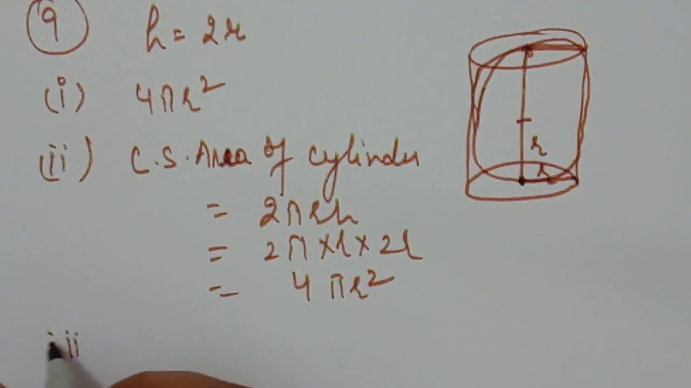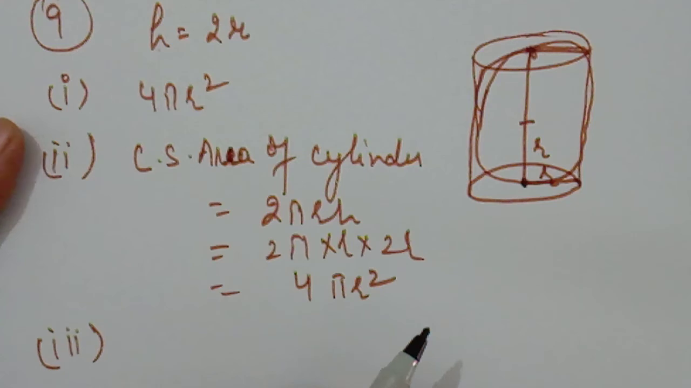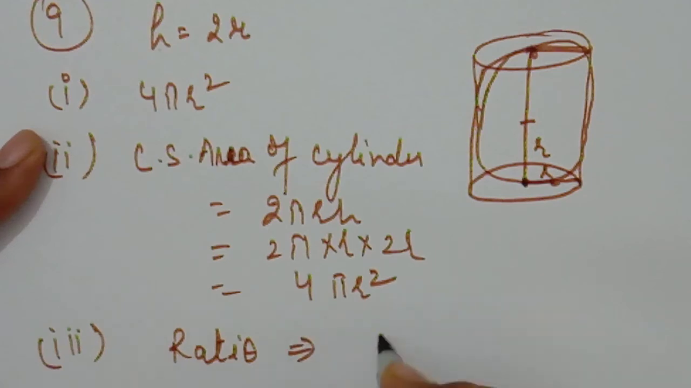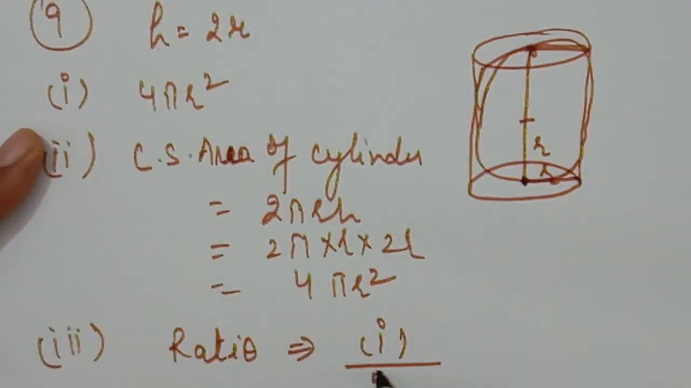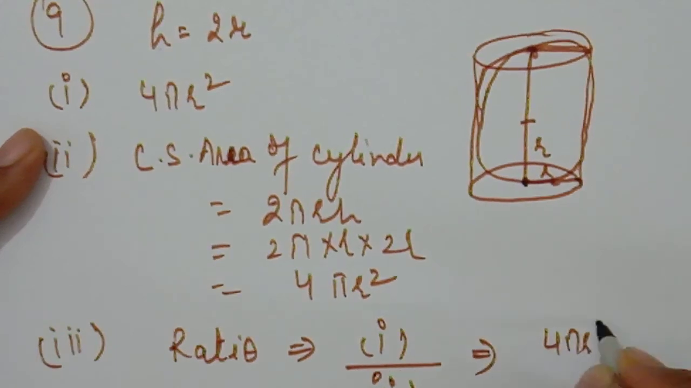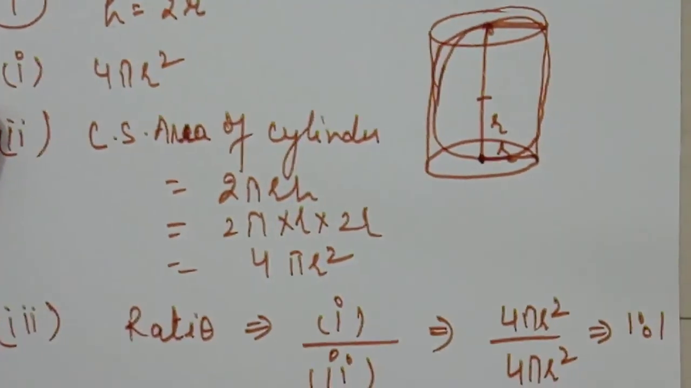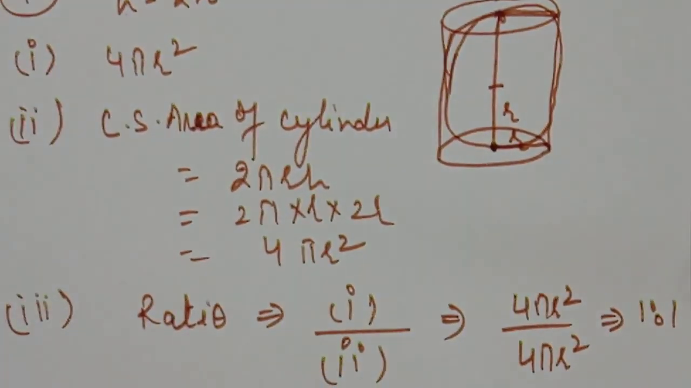Now the third part: find the ratio of the areas obtained in the first and the second part. We have to take the ratio of the results obtained in the first part and the second part. Here we have 4 pi r square, and in the second part also we have 4 pi r square, so the ratio is 1:1. So the answer is 1:1.